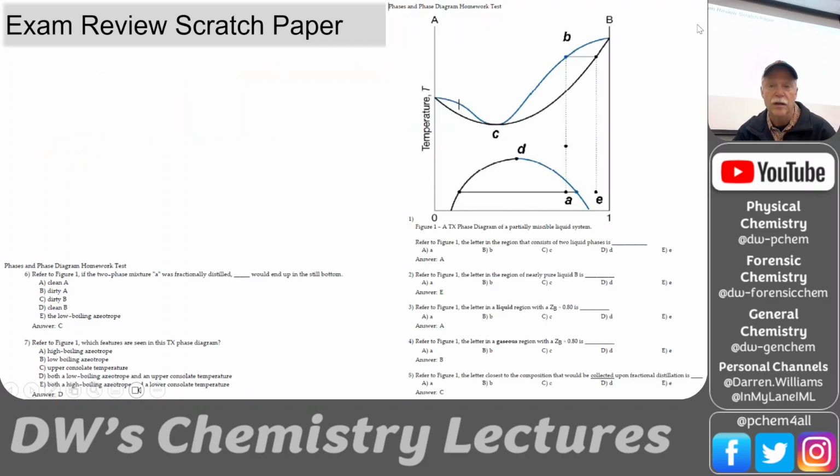Okay, and now we've got to describe this system. First of all, what kind of diagram is it? Don't look at the caption. Yeah, that's right. It's a TX phase diagram. And it's a partially miscible liquid system. The partially miscible piece is this region right here. And then what's this right here at C? What is that pinch? Yeah, azeotrope, a low boiler.